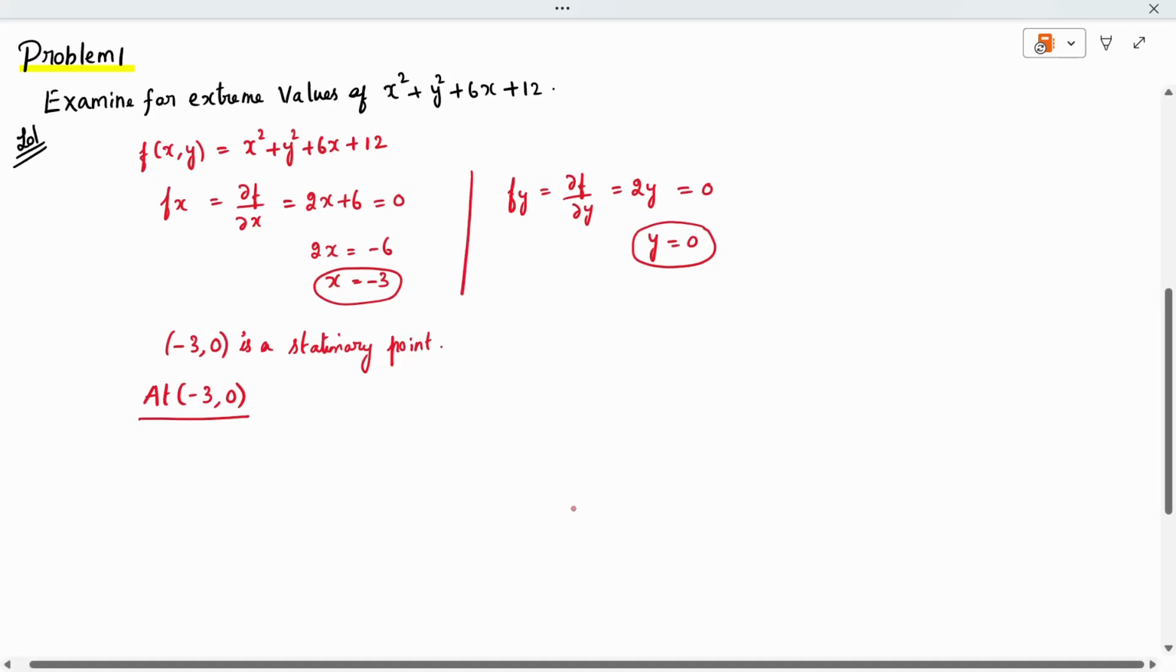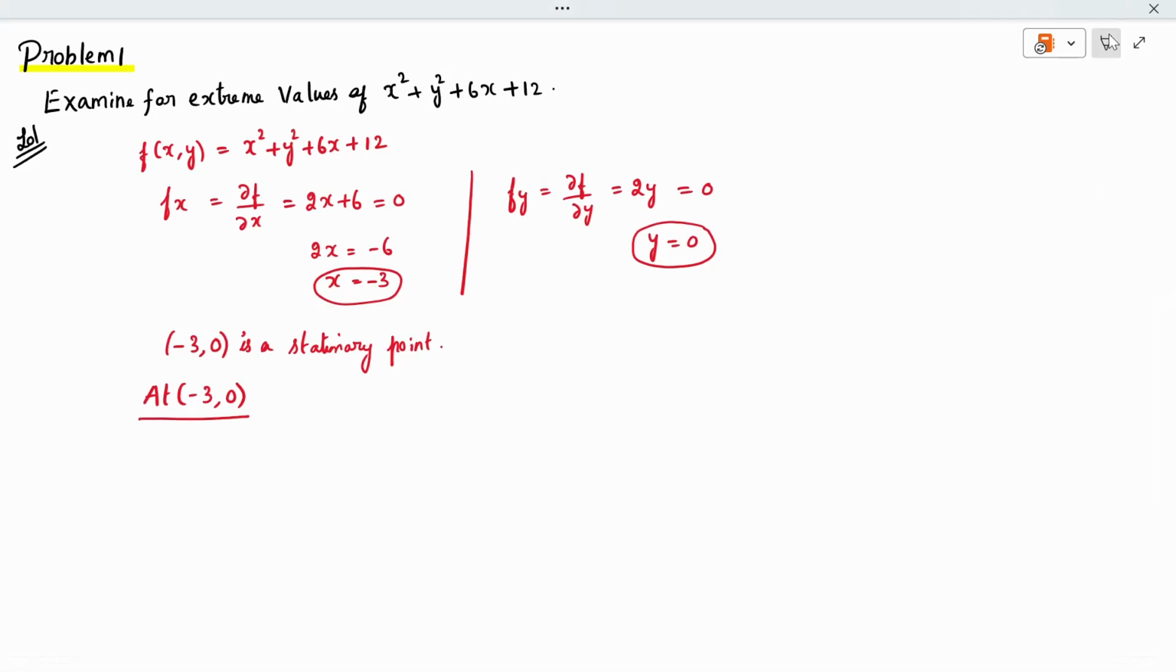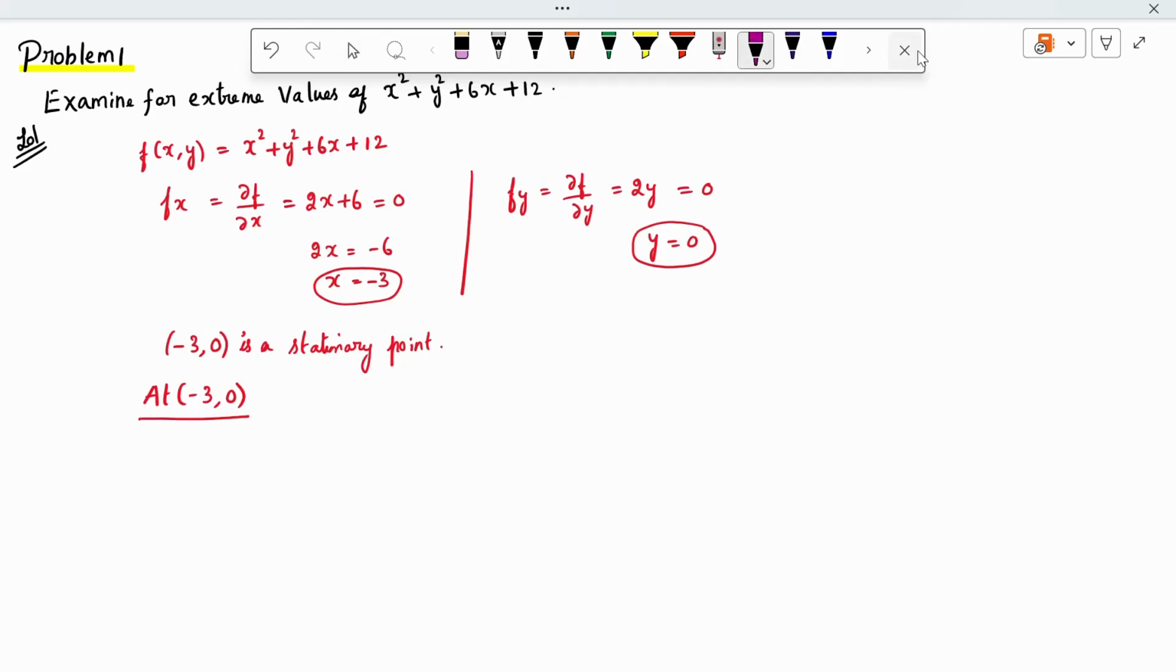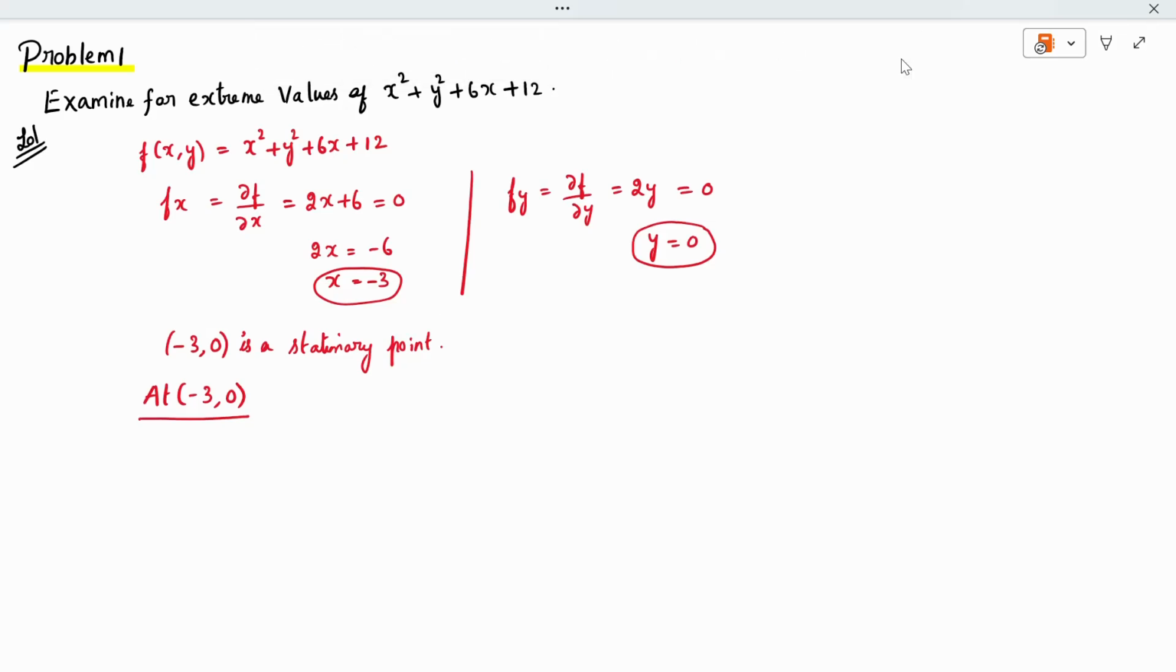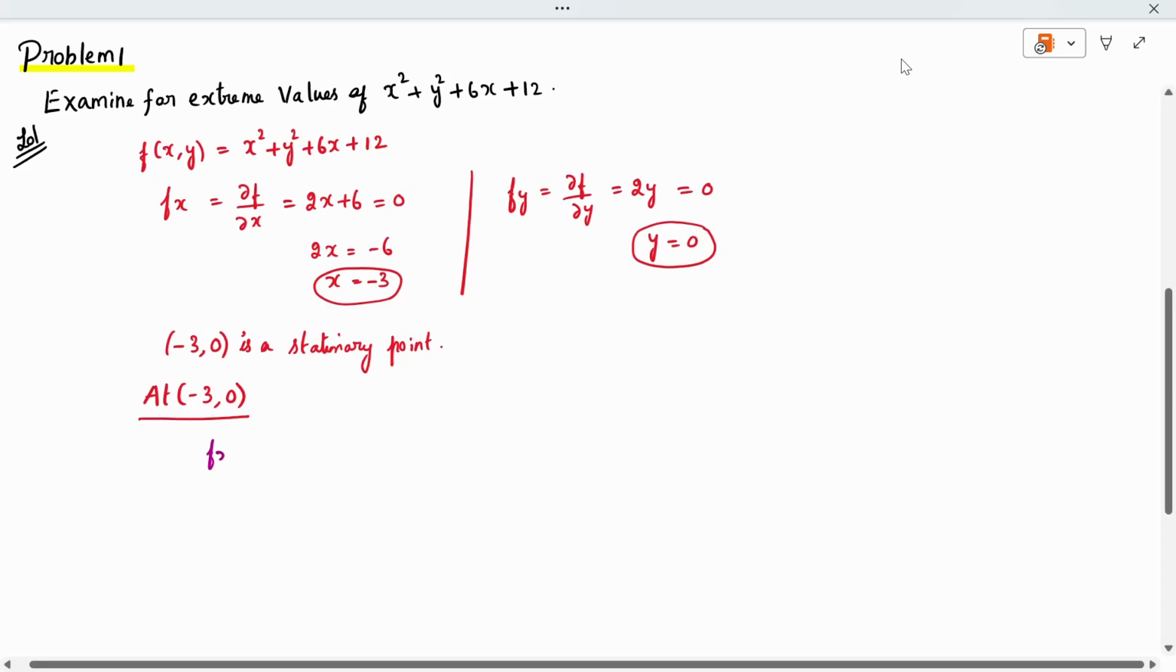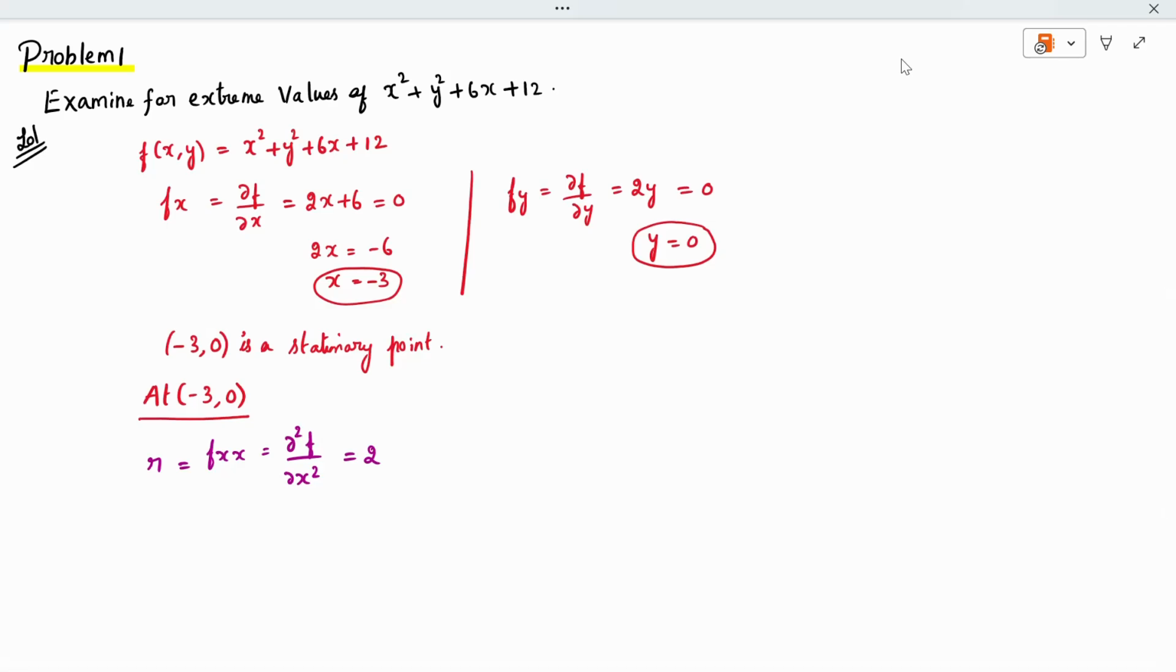The second order derivative fxx we are going to find. It's dou squared f by dou x squared, which is r. When I differentiate this equation one more time with respect to x, it's nothing but 2. It is already a number, I don't have any variable. If variables are there, substitute the corresponding point and it will become a number.